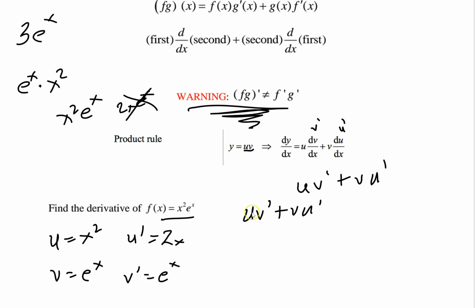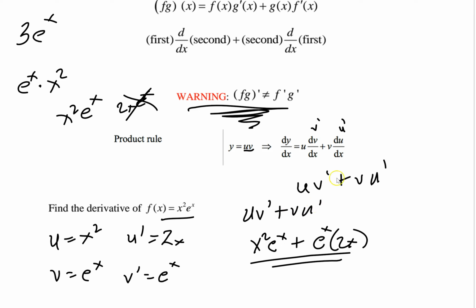And you just plug it in. So u is x squared, v prime is e to the x, plus v, which is e to the x, the second one left alone, times the derivative of the other one, 2x. And that's the derivative. So that's the formula.